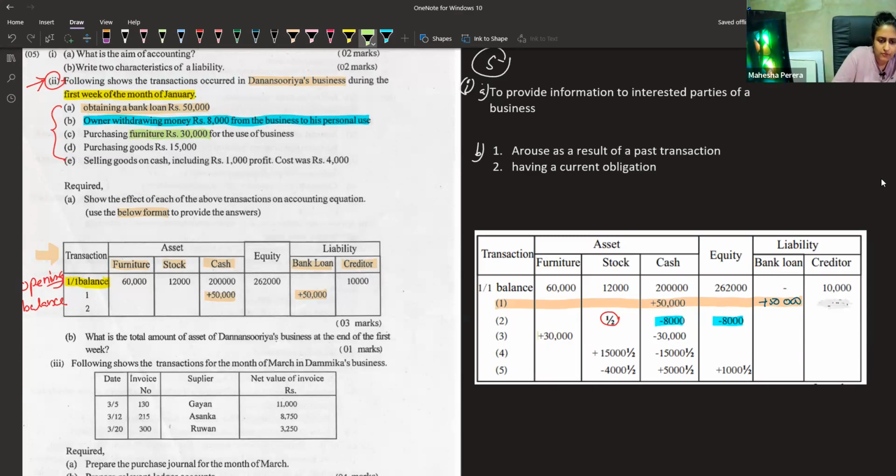So furniture value increases by 30,000. At the same time, cash value goes down by 30,000.